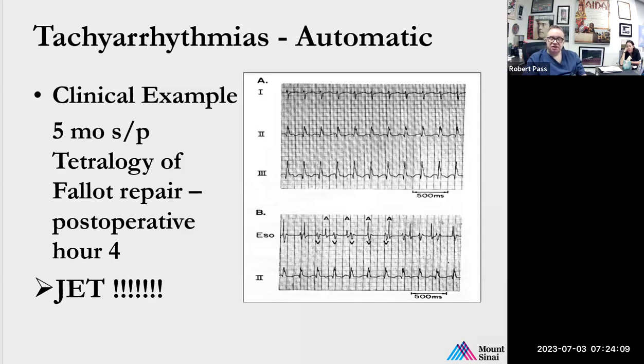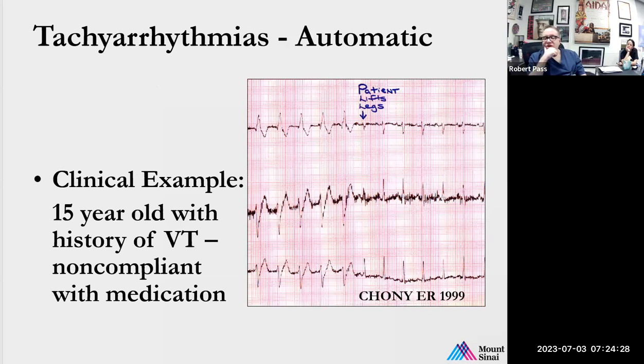So JET is another example, and it's a very good example because I think all of you who've taken care of patients who have JET have noticed that we never cardiovert these patients. And the reason we don't cardiovert them is because cardioversion does not work in the treatment of automatic arrhythmias. This is another example of an automatic tachycardia.